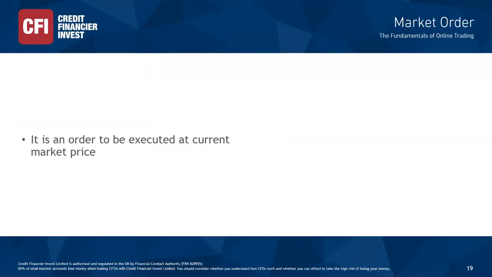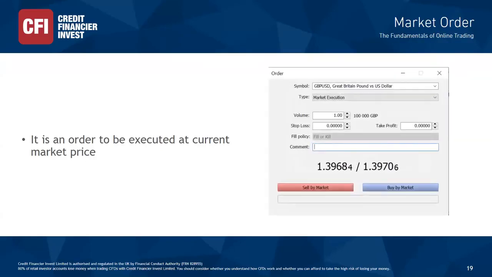So we have types of orders. The first main one is the market order, which is essentially an order to be executed at the current market price. And then you have the second type of order.